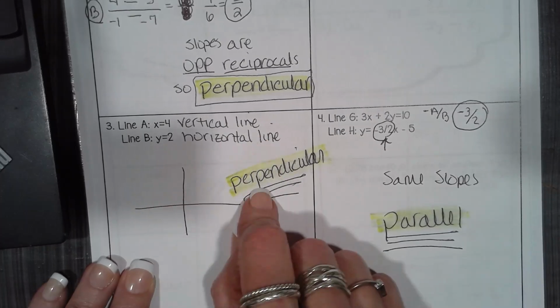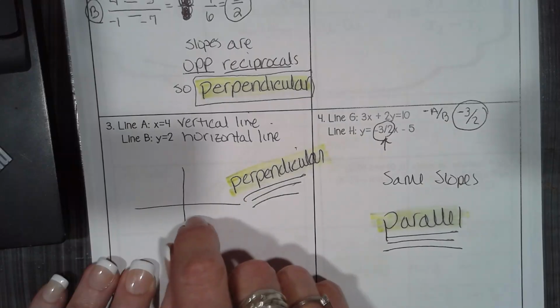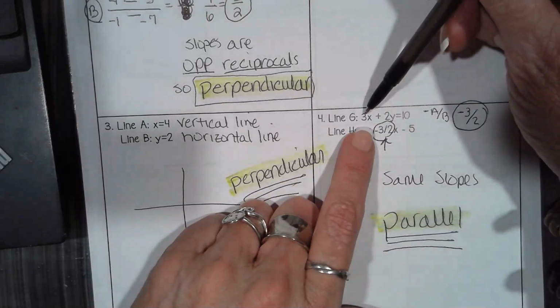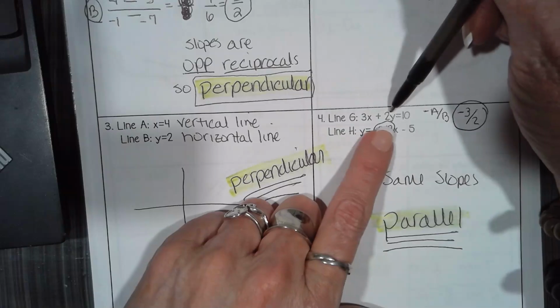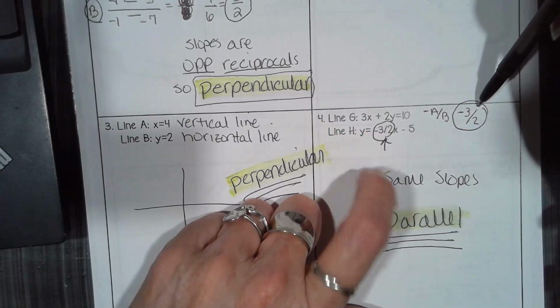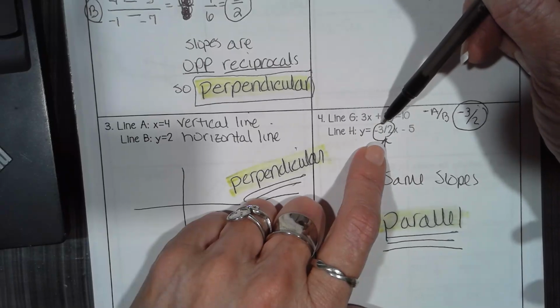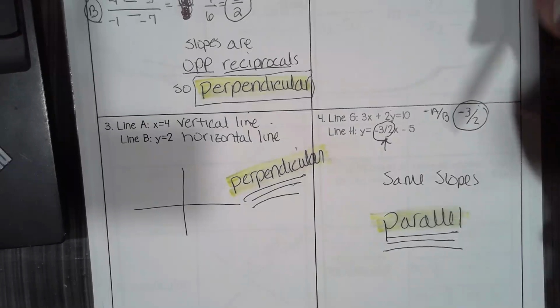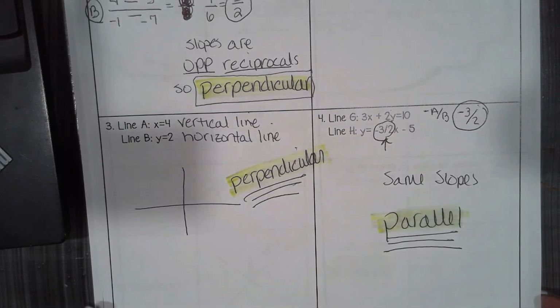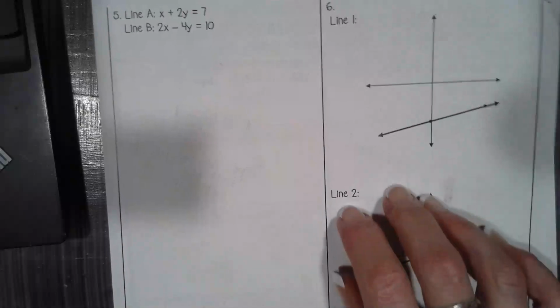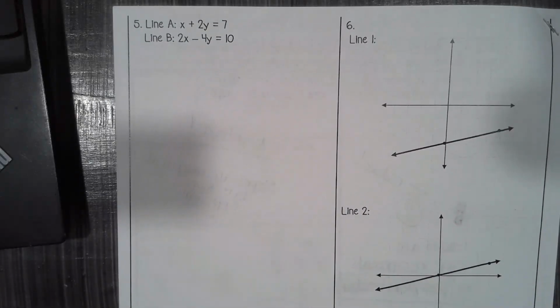So vertical and horizontal lines are perpendicular. They meet at 90-degree angles. Here, you have to do opposite of A over B to get your slope. It's -3/2, and then the slope here is -3/2. These are parallel lines. Not sure if you have time, but there's 4 more on the back. So pause the video and see how far you can get.